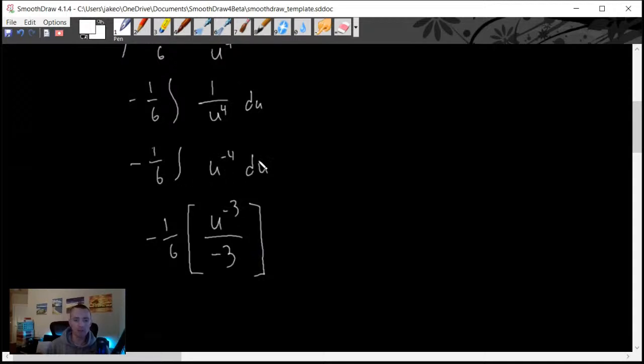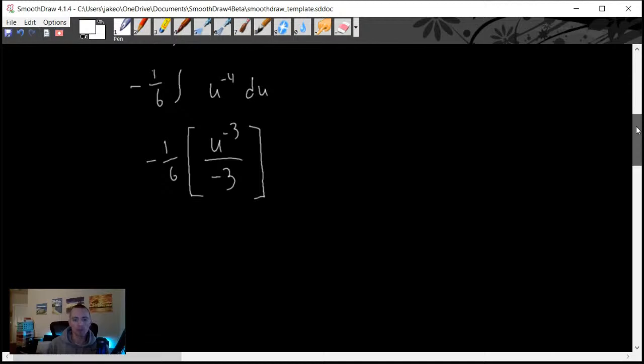Now, when you do that, the du disappears. The du falls off because, like I said, that du was really just an indicator that we wanted to integrate with respect to u. And now that we've done that, we can get rid of the du and just have this function that is the antiderivative of the function that we were told to integrate.